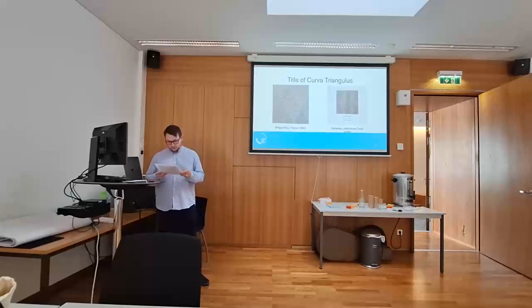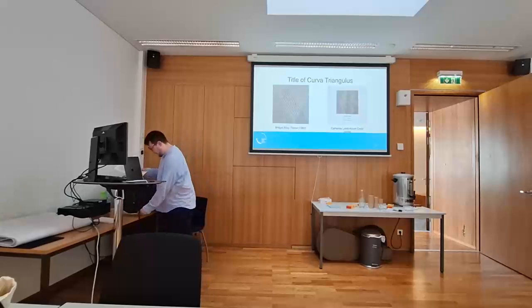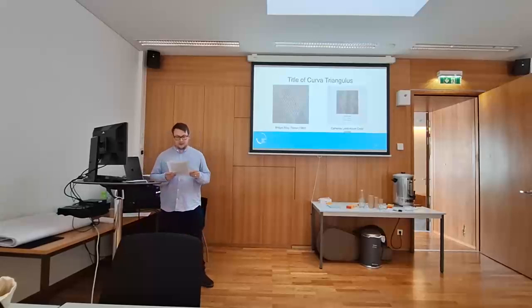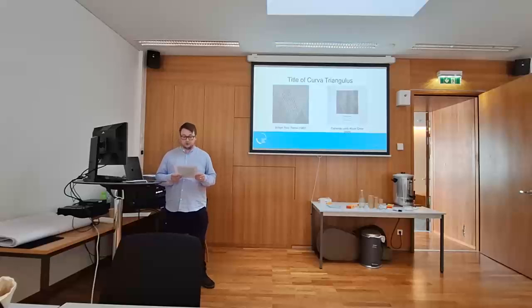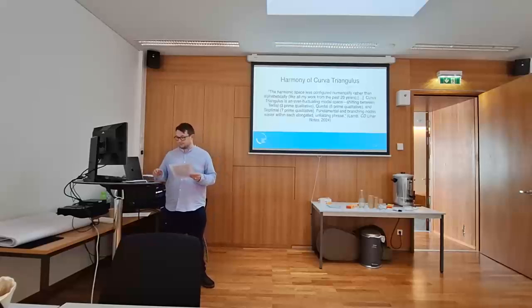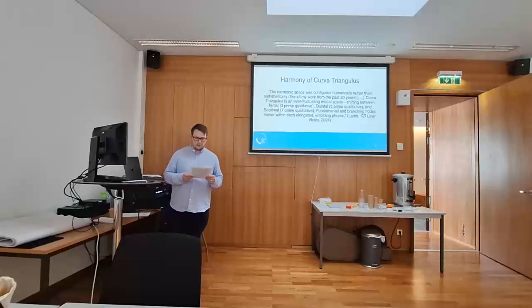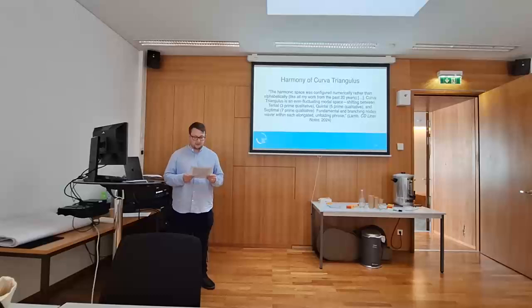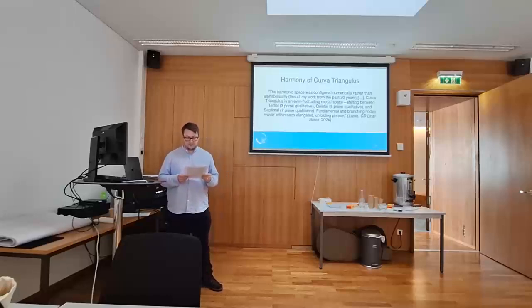As a musical metaphor, Lamb imagined each triangle as a triad, in the context of the seeming motion of each triangle being related to the musical tuning. But what is the tuning of Curva-Triangulus like? According to Lamb, "The harmonic space was configured numerically rather than alphabetically, like all my work from the past 20 years. Curva-Triangulus is an ever-fluctuating modal space, shifting between tertial, 3-quantitative, quintal, 5-quantitative, and septimal, 7-quantitative. Fundamental and branching nodes waver within each elongated phrase."